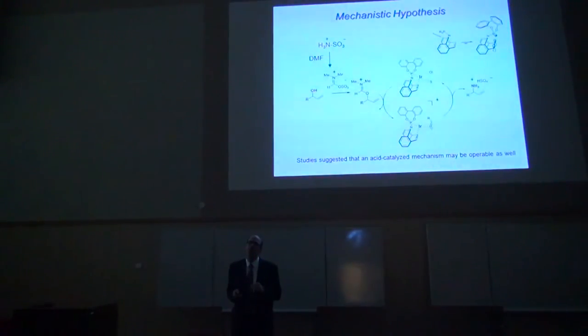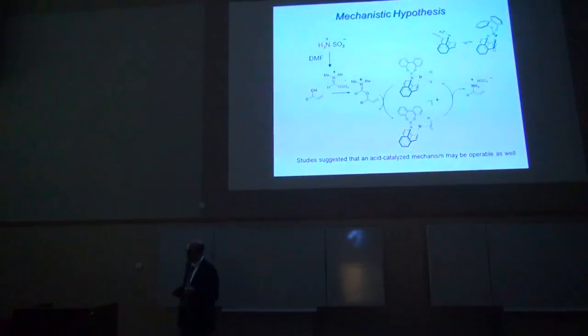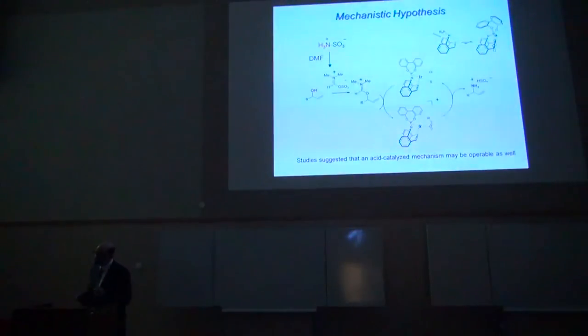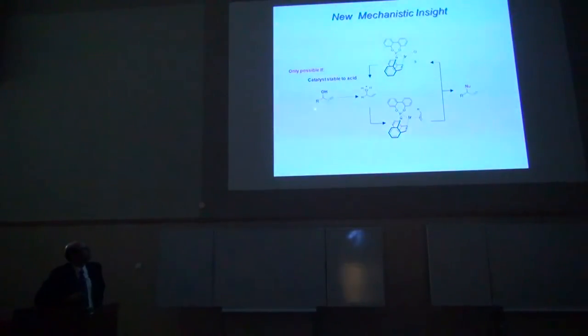I should point out that one mechanistic aspect that we could never rule out was the possibility that some of these reactions were occurring via Bronsted acid catalysis. After all, sulfamic acid is an acid, as the name would suggest, and that would indicate that perhaps there may be minor pathways, as I show on the next slide, involving activation of the alcohol through protonation by sulfamic acid.